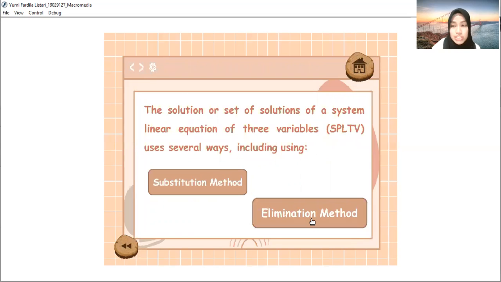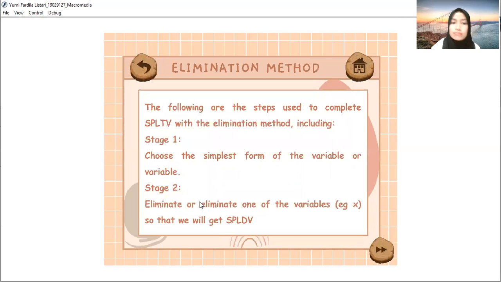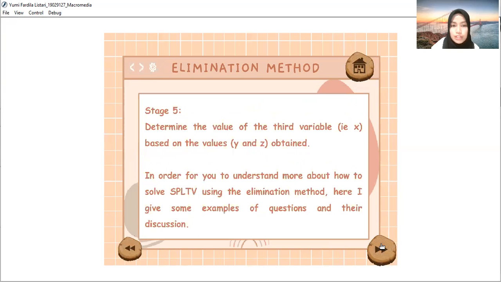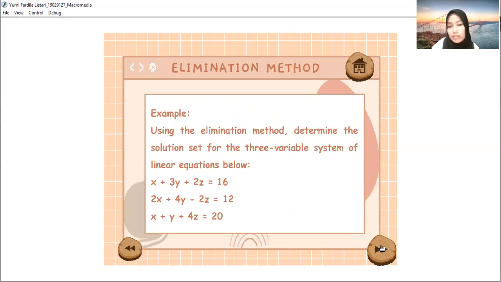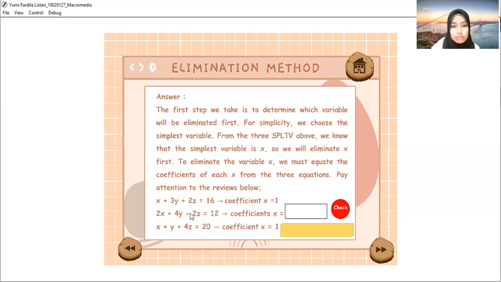The next is the elimination method. The student can learn the steps of solving the problem with a system of linear equations of three variables. That's steps 1, 2, 3, 4, and 5. And this is the example problem of the system of linear equations of three variables with the elimination method. Same as the previous slide, the student can fill this blank space.